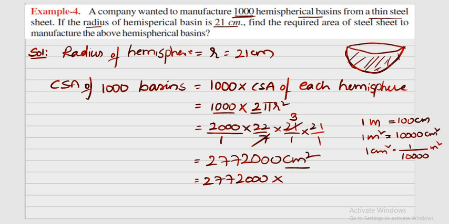2772000 into 1 by 10,000. Right, so 3 zeros get cancelled from this, and one more 0 is left, so I can write it as 277.2 meter square. If you want to represent in meter square, you can do that, or if you want to represent in centimeter square, you can go with centimeter square. Right, so this is all about this particular problem.